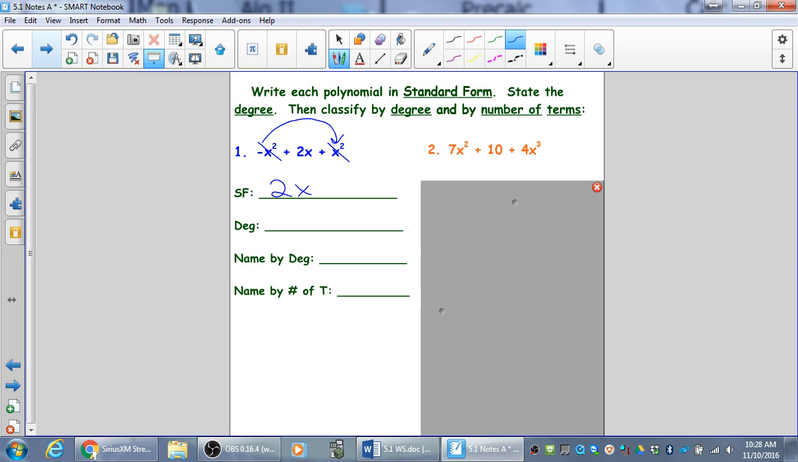The degree is 1, x to the 1st. Name by degree, this is linear. Power of 1 is linear. If we graph this, it'd be a line. Name by number of terms, this is a monomial.